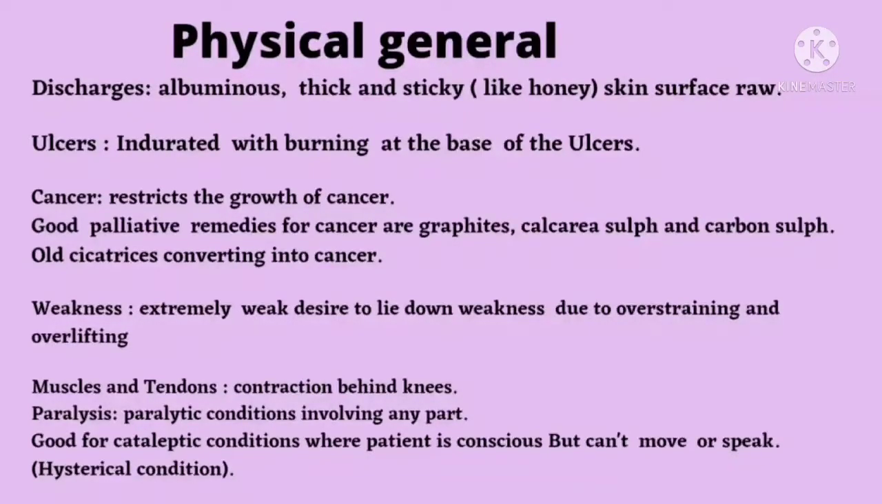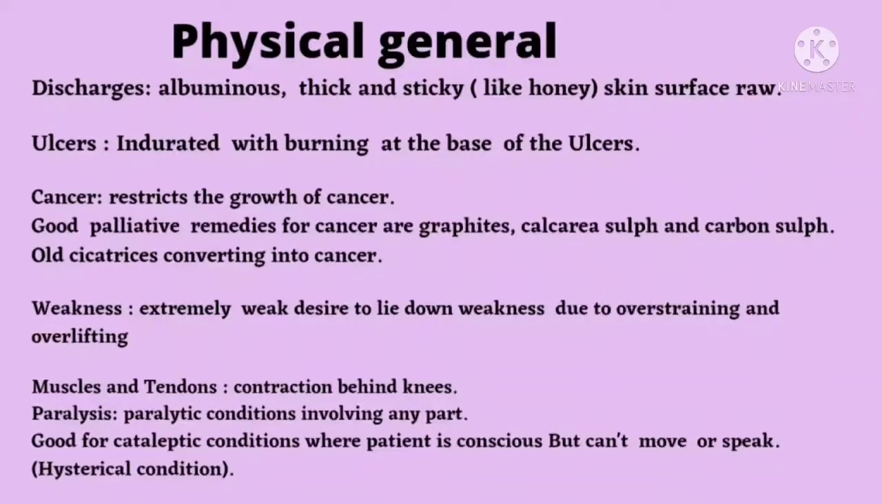Whenever you are thinking of palliation and there is a glandular swelling with purple discoloration, you think of carbo animalis. Carbo animalis is one of the good palliative remedies. And for restricting the growth, the remedies are graphites, carbon sulph, and calcarea sulph. People who follow the Calcutta method will frequently prescribe graphites on seeing an old scar or a cicatrized condition of skin converting into cancer.